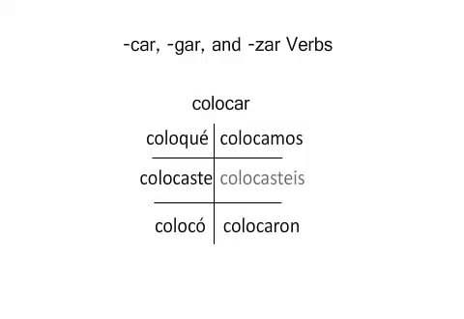So with the car verbs, the verbs that end with CAR, we're going to make that change. The C is going to change to QU before the letter E so that we maintain the K sound.